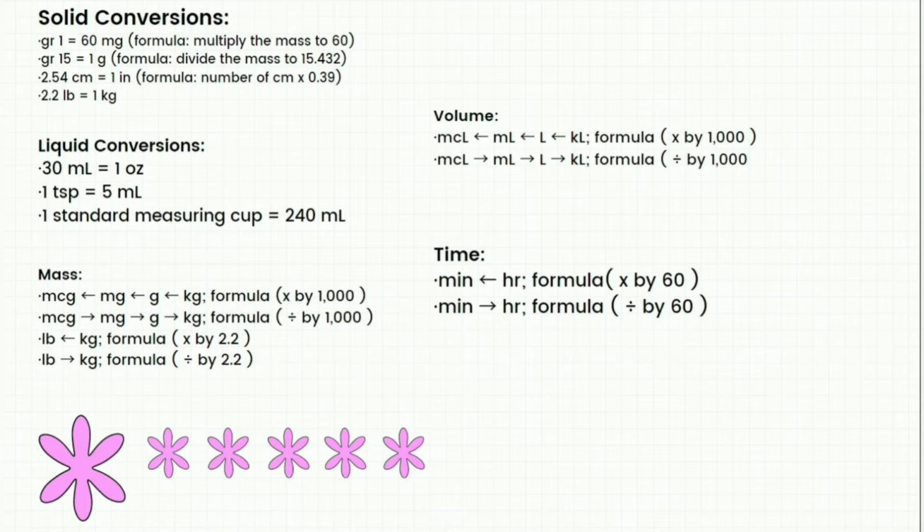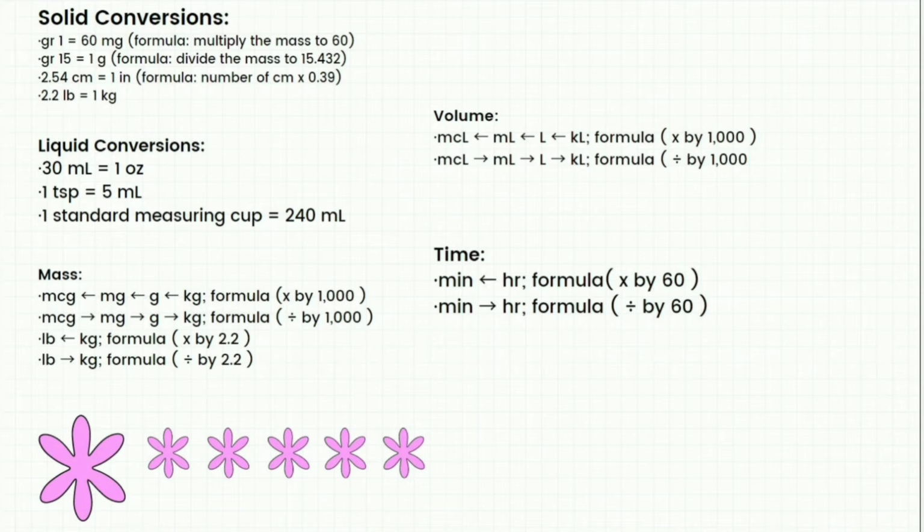For solid conversions, 1 grain is equal to 60 milligrams. The formula for this is multiply the mass by 60. 15 grains is equal to 1 gram. The formula for this is divide the mass by 15.432. 2.50 centimeters is equal to 1 inch. The formula for this is the number of centimeters times 0.39. And 2.2 pounds is equal to 1 kilogram.